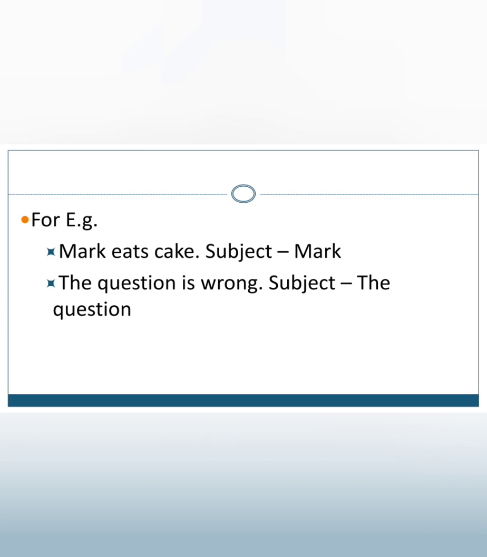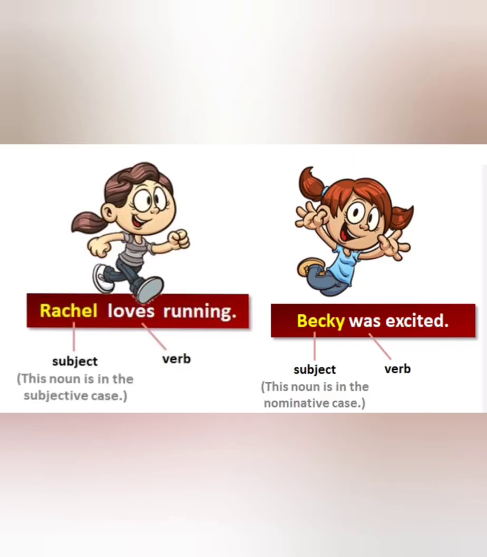Let's take a look at a few more sentences. Rachel loves running. Who loves? The answer, Rachel. So, loves is the verb and Rachel is the subjective or nominative case noun.